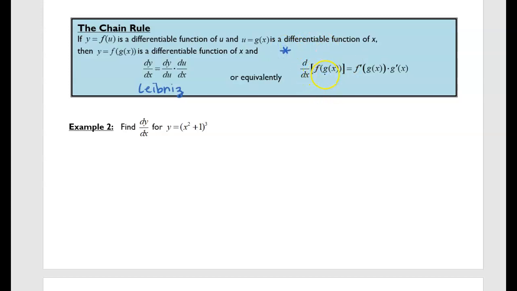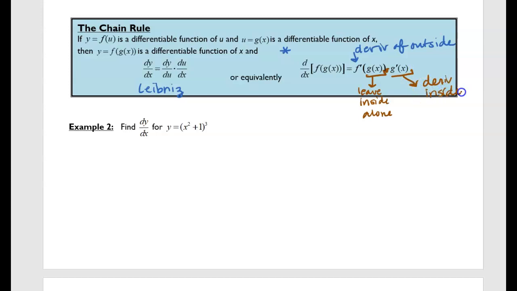The derivative of f of g of x, where f is your outside function, g is your inside function, is going to be the derivative of the outside function. And then what I want you to notice, and this is really important, is you leave the inside the same. And then after that you multiply by the derivative of the inside.